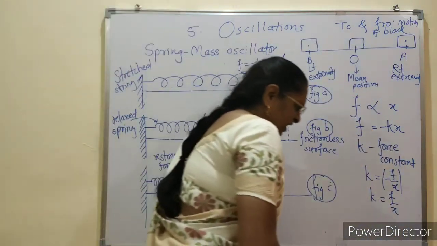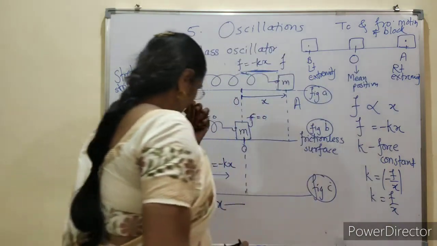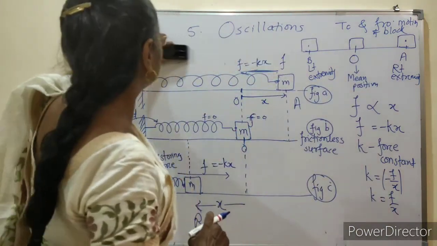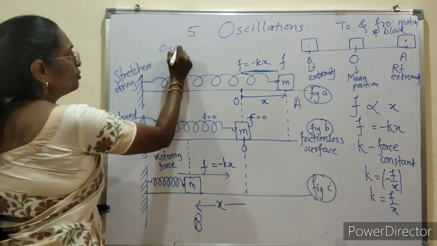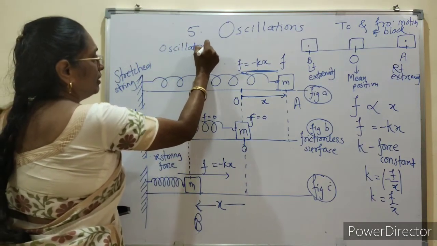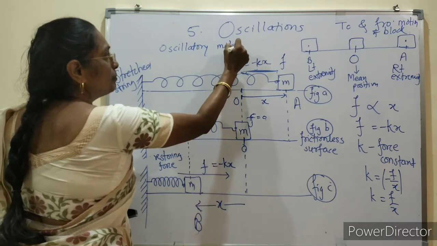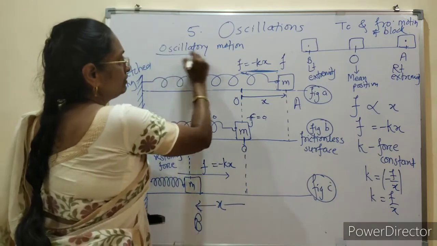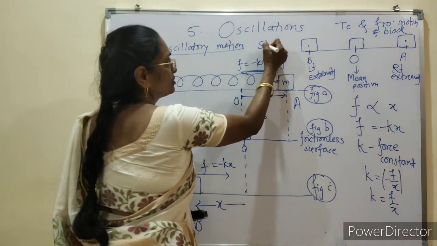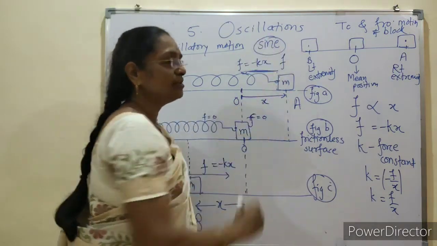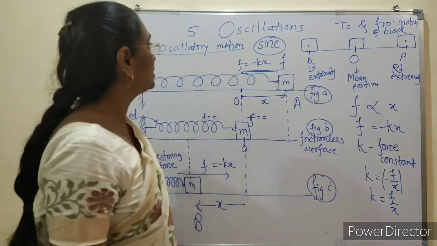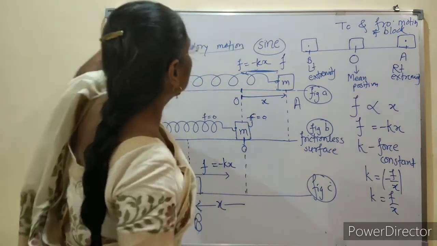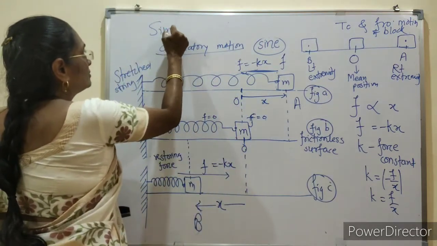Now here, as the motion is to and fro motion for this spring mass oscillator, this oscillatory motion is simple to describe. Therefore, this oscillatory motion can be explained by using the sine function, a harmonic function. Therefore, it is called simple harmonic motion.